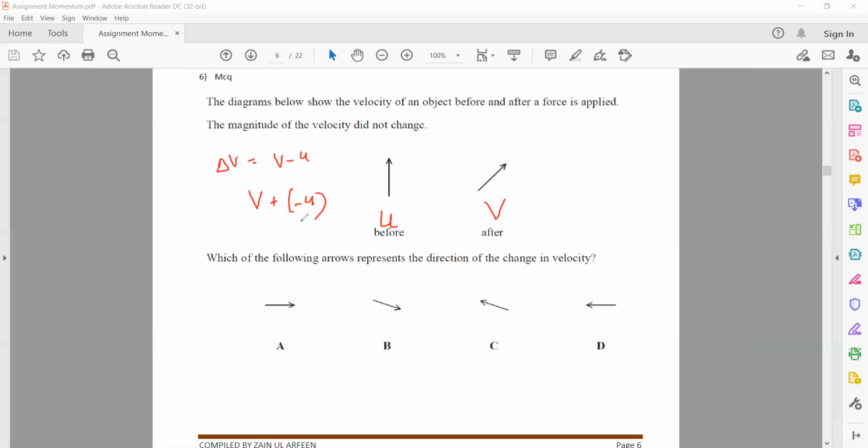So first we draw v, and then we draw minus u. If u is upward, minus u will be downward. And what will be the resultant? From the tail of the first to the head of the last, that will be the resultant. So this will be our delta v, in which this one is v and this one is minus u. So B will be the right answer for this. Is it clear? Question 6, how we calculate the change in velocity by vector addition.